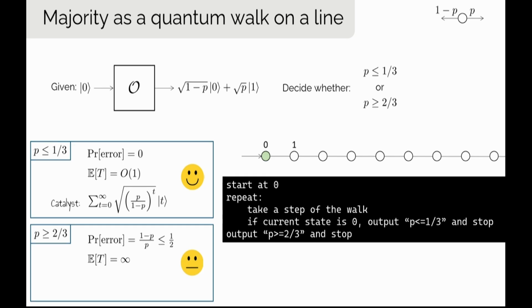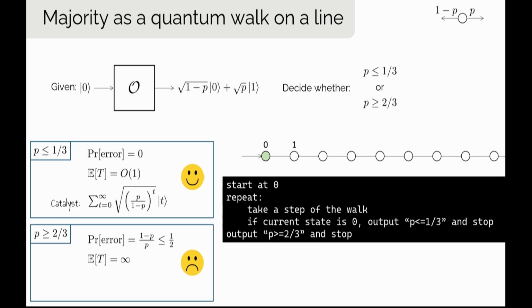The worst thing is that this takes infinite steps. When p is at least 2/3, you either return to 0 and then you output and you're wrong, or you run forever. So this is a stupid algorithm, but it's just a classical algorithm. We haven't said anything quantum so far, so we shouldn't expect too much.